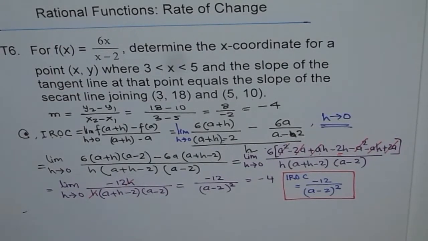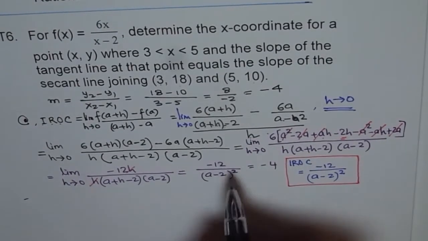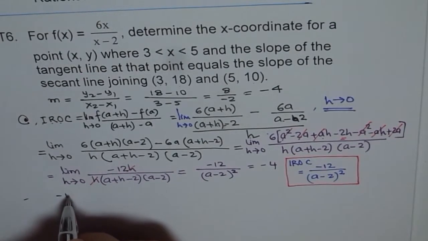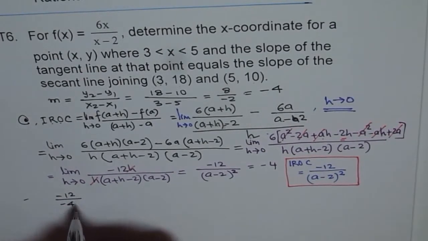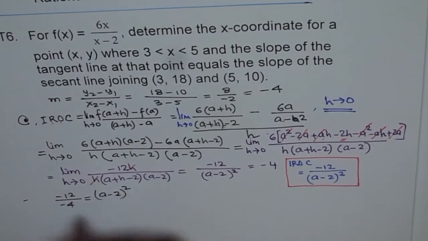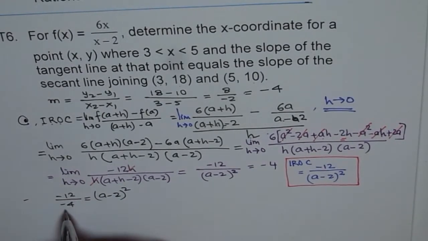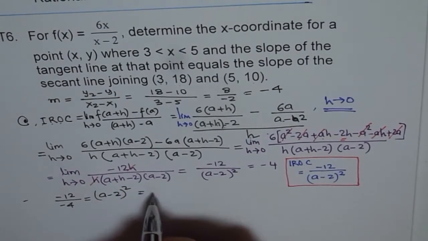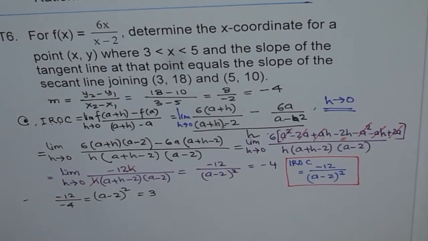So we'll discuss this a bit more later. First, let me complete this solution and then find the value of a. So let me push this a bit more ahead. So we can now cross multiply and say, well, minus 12 divided by minus 4 is equal to a minus 2 whole square. Now minus 12 divided by minus 4 is 3, right? So we get a minus 2 whole square is equal to 3, correct? So that is what we have.